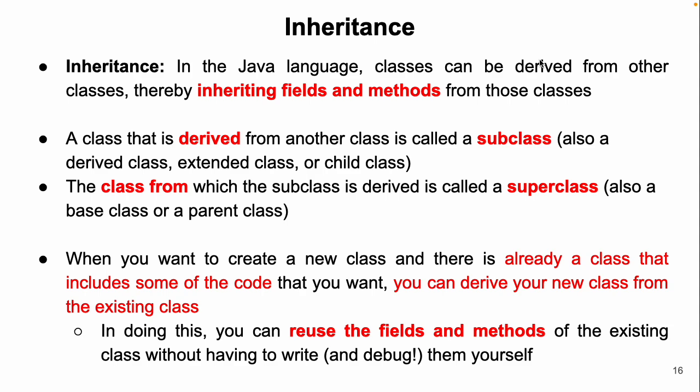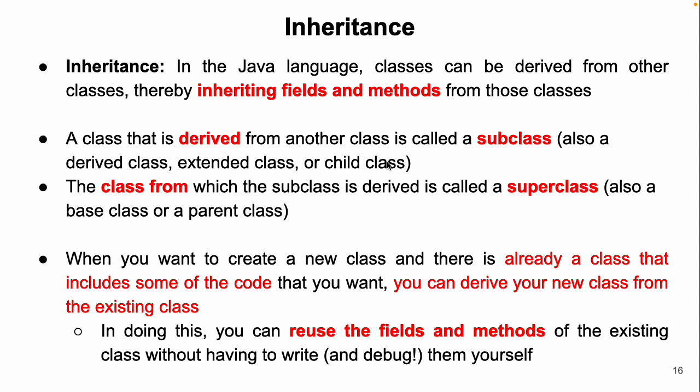Inheriting the properties and behavior from one class to another class, we call it as inheritance. The same thing is given here. Classes can be derived from other classes, thereby inheriting fields and methods from those classes. The class that is derived from another class, we call it a subclass, or it can also be called a derived class, extended class or child class.